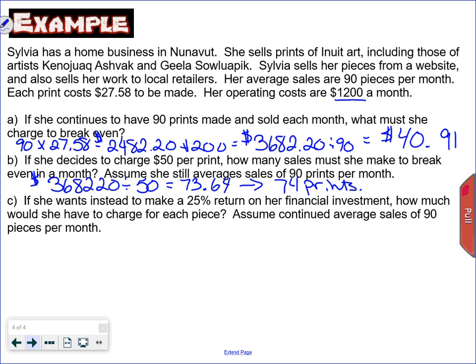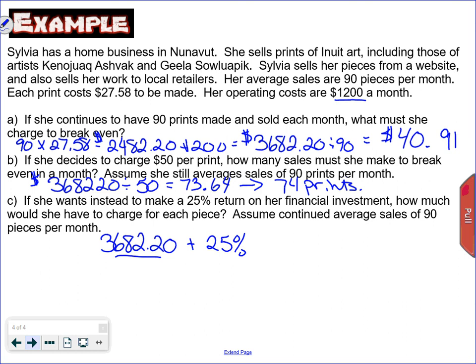If she wants instead to make a 25% return on her financial investment, how much would she have to charge for each print? And we're still assuming that she has average sales of 90 pieces per month. So for this, we're taking her expenses, and she wants to make a 25% return on her financial investment. So the amount that she puts into this, she wants to make 25% more than that. So we need to add on the 25% of her expenses.